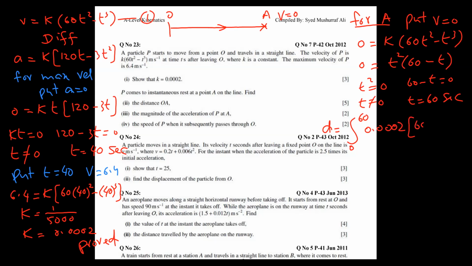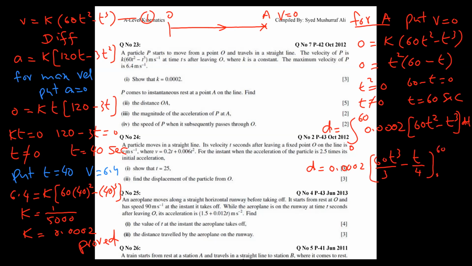I got 60 t to the power 2 minus t to the power 3, dt. Since it is a combined constant multiplying, I can bring it outside and make the question easier. What is integration? We increase the power by 1: 3 becomes 3 over 3, and 4 becomes t to the power 4 over 4, from 0 to 60.